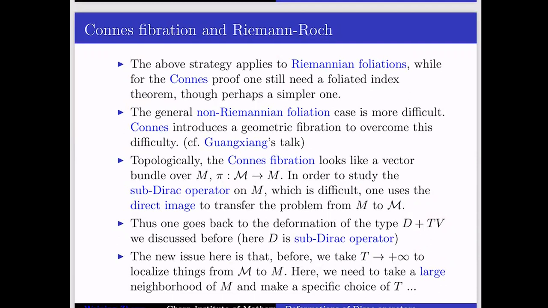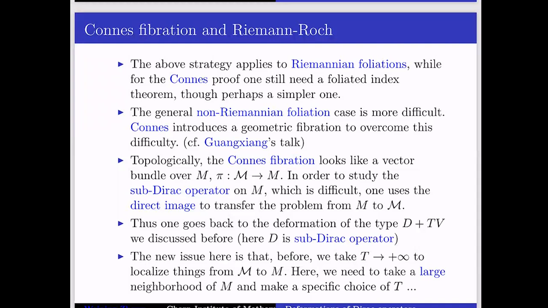We just use the usual Atiyah-Singer index. And the general foliation index is more difficult. This is where we use the geometric fibration to overcome this difficulty. Guangxiang's talk next will give the more detailed construction. But let me simply say that topologically, the Connes fibration looks like a vector bundle, a vector bundle over the original M.